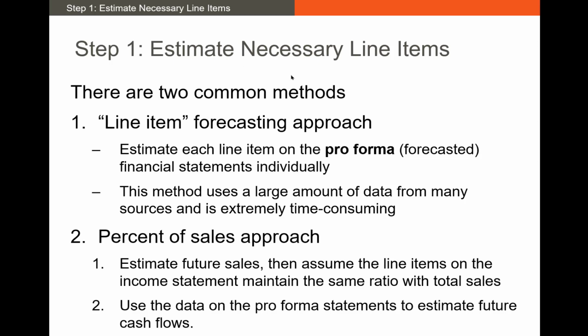Okay, so step one. In order to calculate our free cash flows, we need to have a good sense of how much revenue, how much net income, how much in the way of depreciation our firm is going to have in the next couple of years. So we need to forecast out a lot of these line items on the income statement and the balance sheet. And there's two primary ways that we could do this. The easier one is going to be the second one, but there is something out there that I like to call the line item forecasting approach, where we forecast out every single line item on our pro forma financial statements, aka our forecasted financial statements.